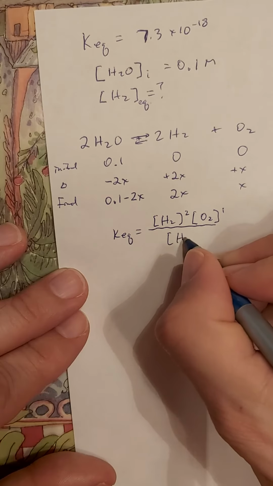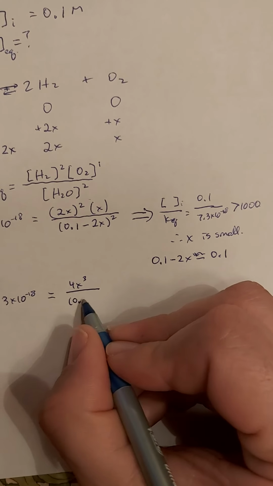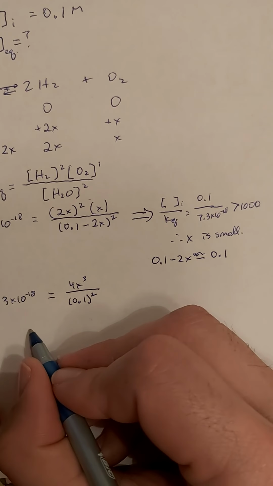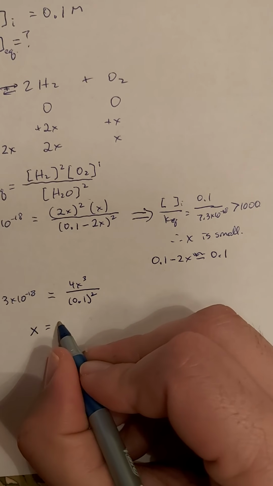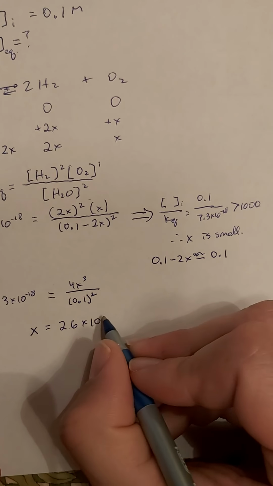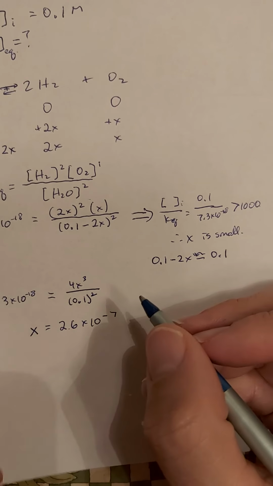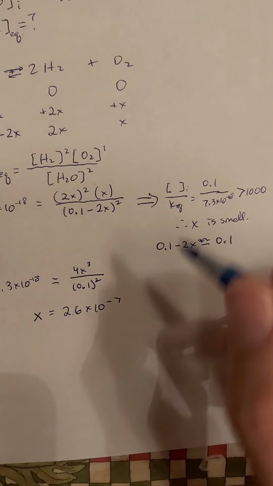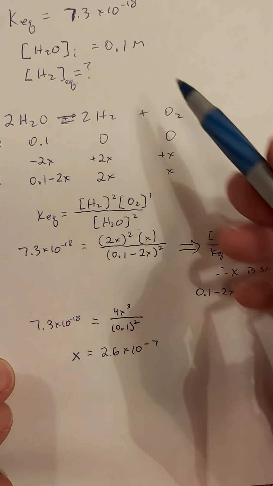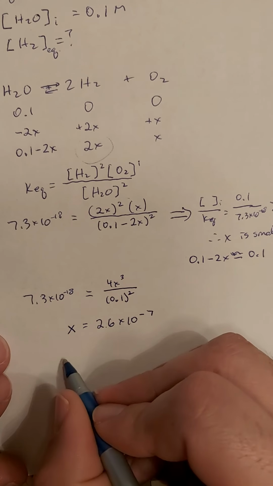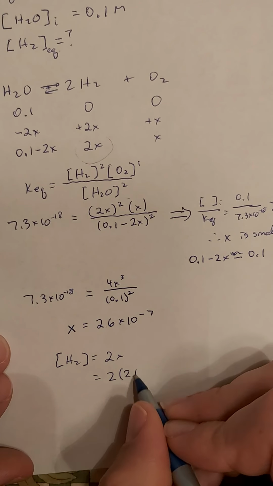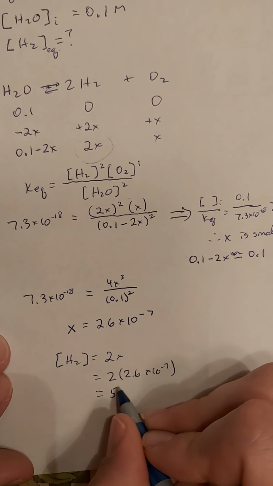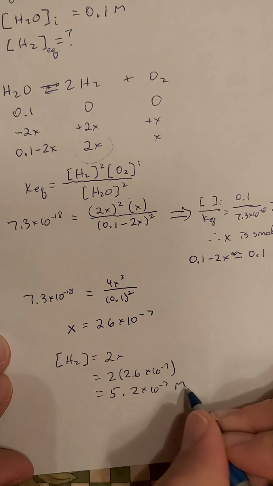7.3 times 10 to the minus 18 is going to be equal to 4x cubed on the top, and on the bottom I'm going to have 0.1 squared. And I do some math, and I'm going to get that x is 2.6 times 10 to the minus 7. And now the question asked me for the concentration of H2 at equilibrium. The concentration of H2 is 2x. So therefore the concentration of H2 is equal to 2x, which is 2 times 2.6 times 10 to the minus 7, which is equal to 5.2 times 10 to the minus 7 molar.